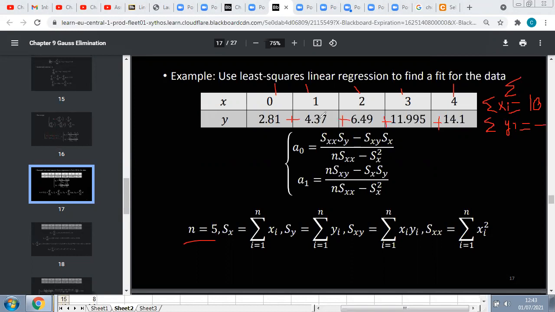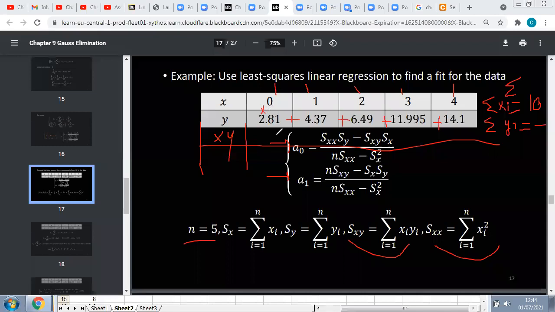And I still need to find a0 and a1. I still need to compute two other summations, which are the sum of xiyi plus the summation of xi squared. This is why I should add to my table two other rows. Okay, one will be x times y. So all I have to do is to multiply. So here 0 times 2.81 is 0. 1 times 4.37 is 4.37, etc. I will do the same for all points. And then I will add here, I don't forget at the end to add the sum of x times y.